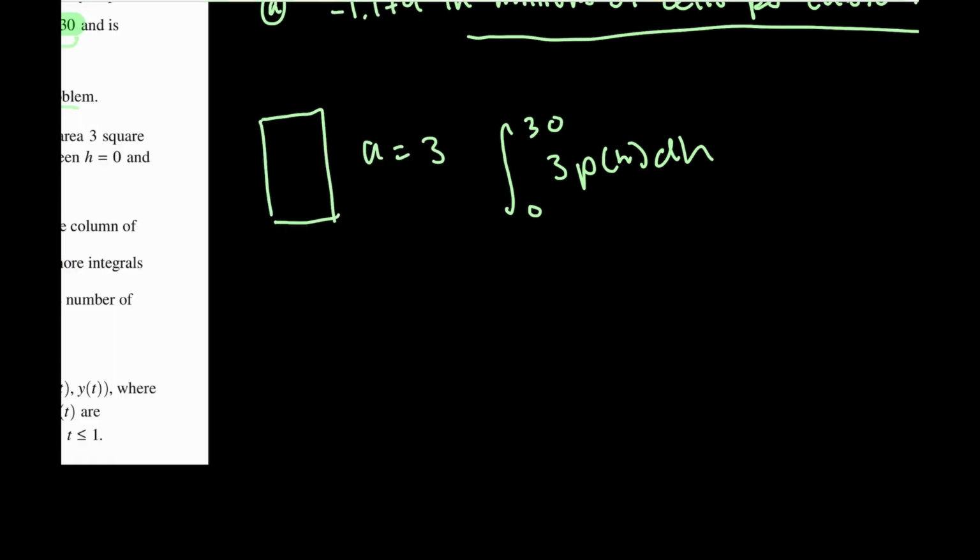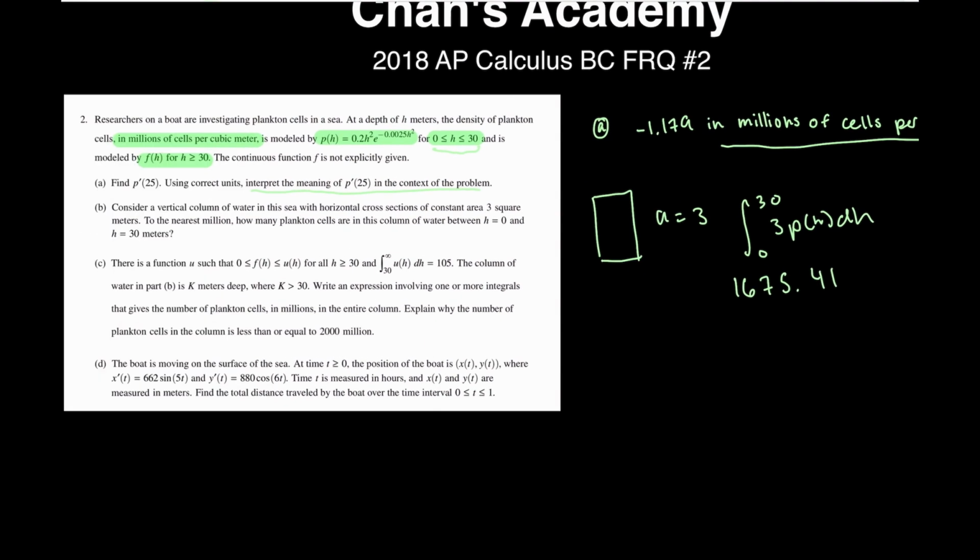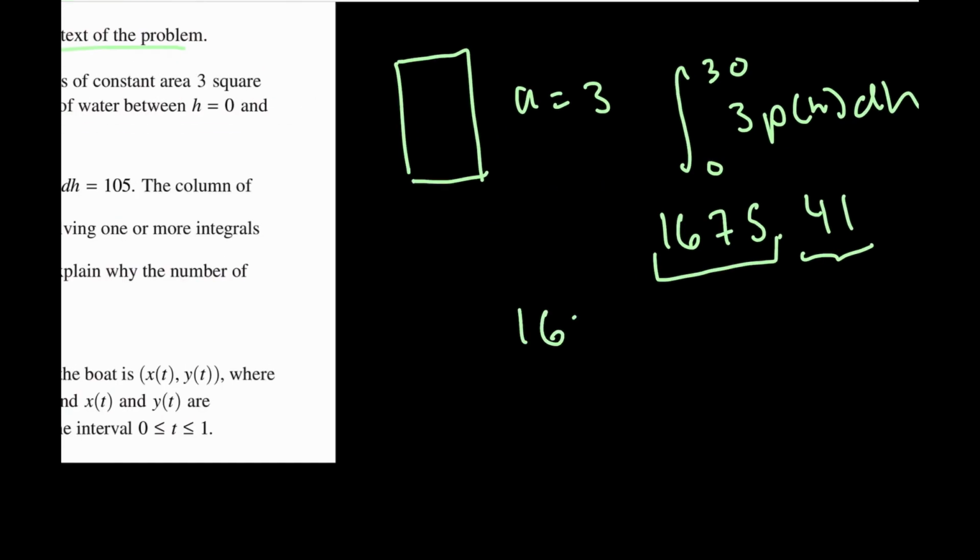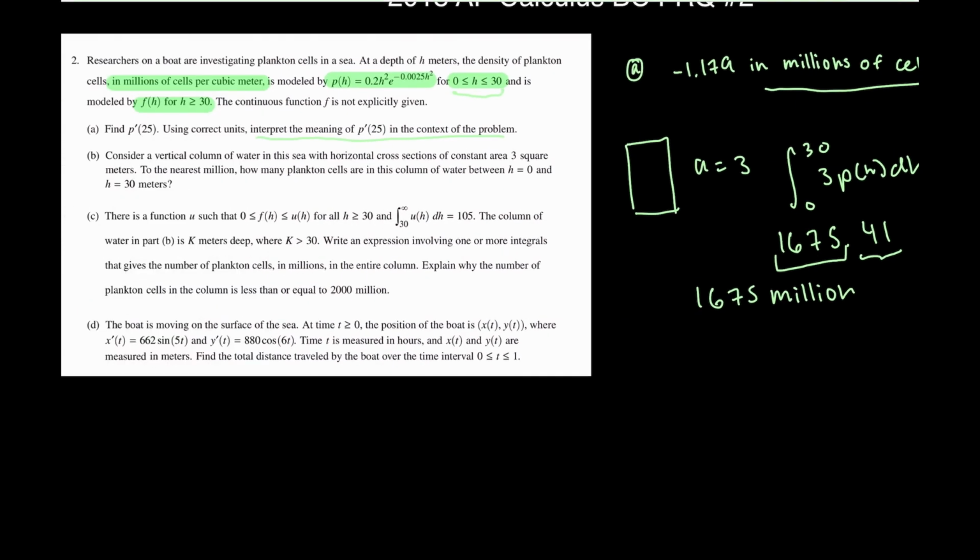We get 1675.415. Then this asks us to find the nearest million. So actually, this is 1675 million. That gives the number of plankton cells in millions of the entire column.